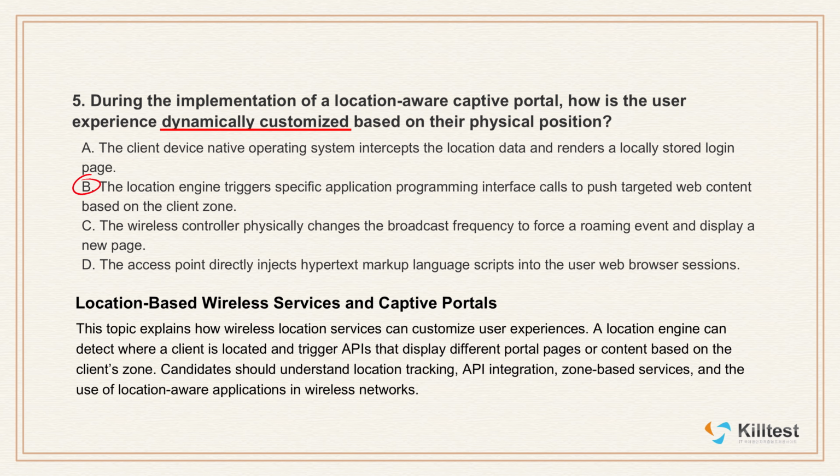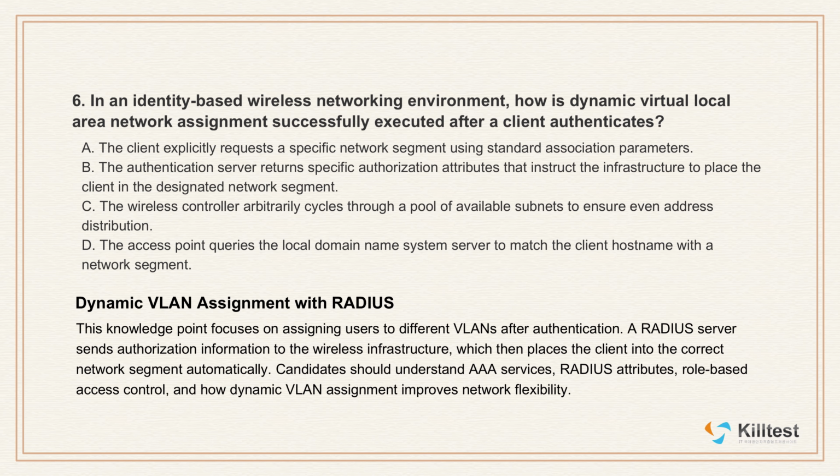Okay, so customizing a login page based on location is super impressive. But how does the network dynamically customize the actual security permissions and network access a user gets once they authenticate? Now we're getting into dynamic network assignment. Right. Question 6. How is dynamic VLAN assignment executed after client authentication?